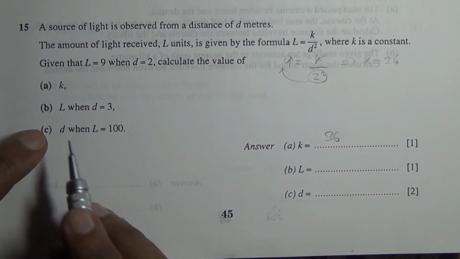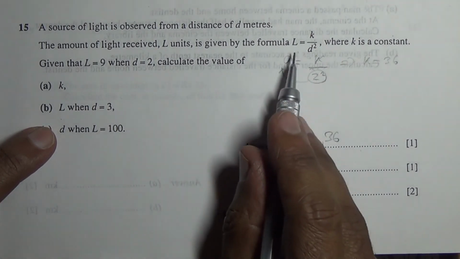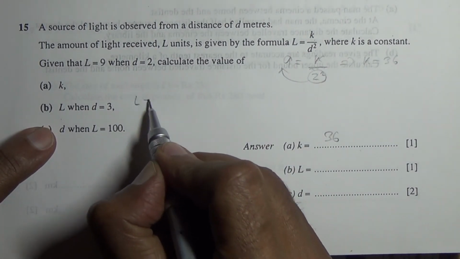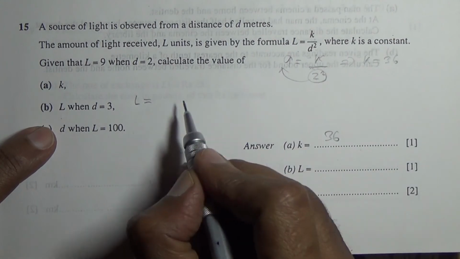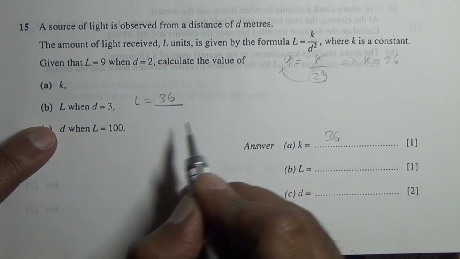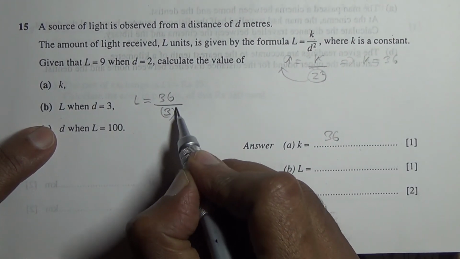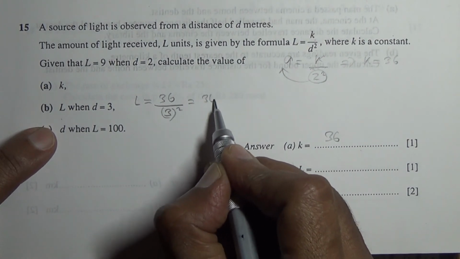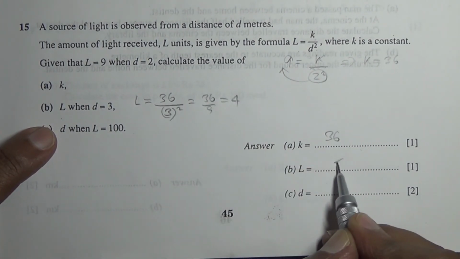Right. When D is equal to 3, we need to find L. So for the second part, L is equal to K, which is 36, divided by 3 squared. So that means 36 over 9, the answer is 4.